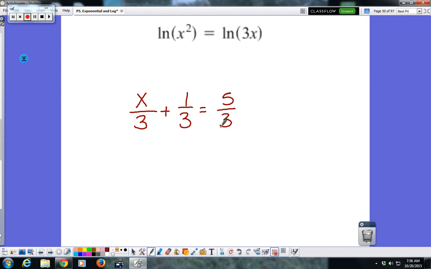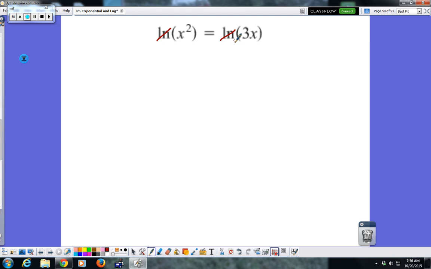Does everybody see that, honestly, the 3's, do they even matter? The numbers on the bottom, since they're all the same, they really don't matter. Look at this problem. It's very closely connected with that. The natural log of x squared equals the natural log of 3x. Guys, anytime you have a log equal to a log, dump your logs. Dump your logs.